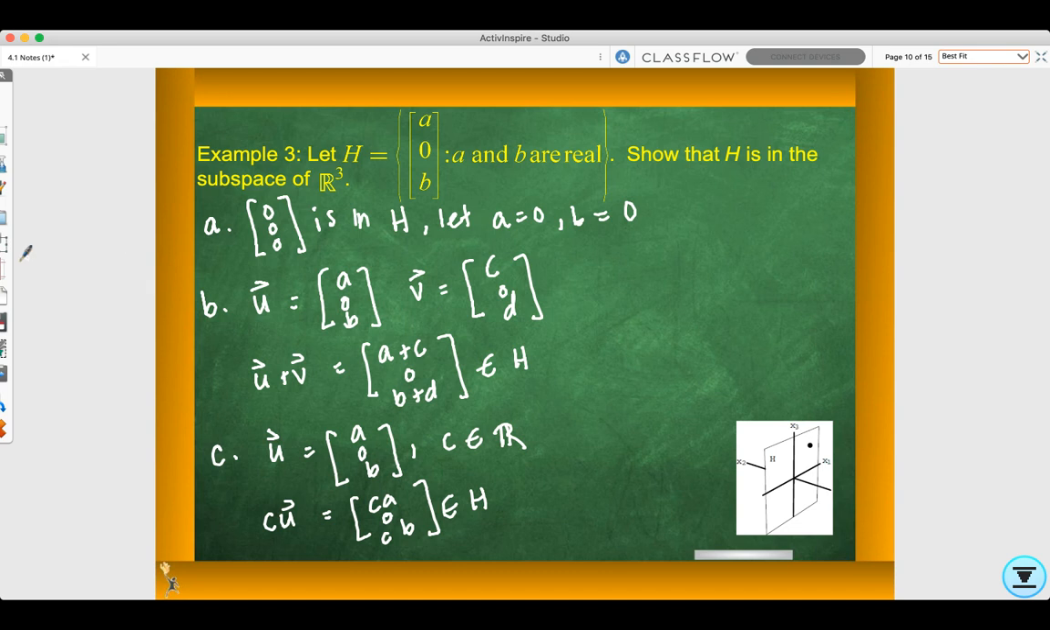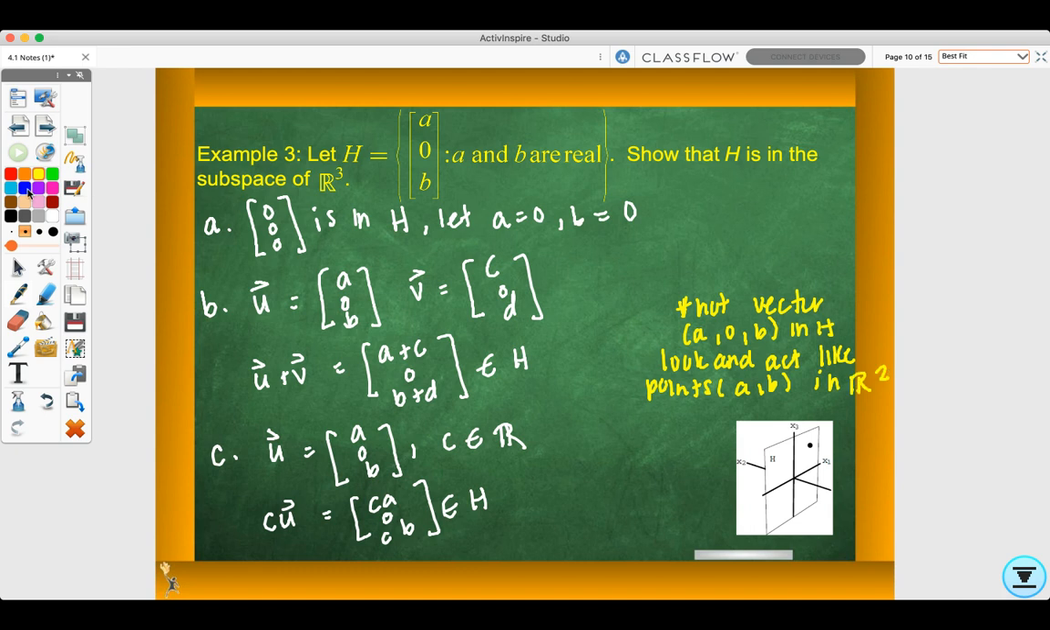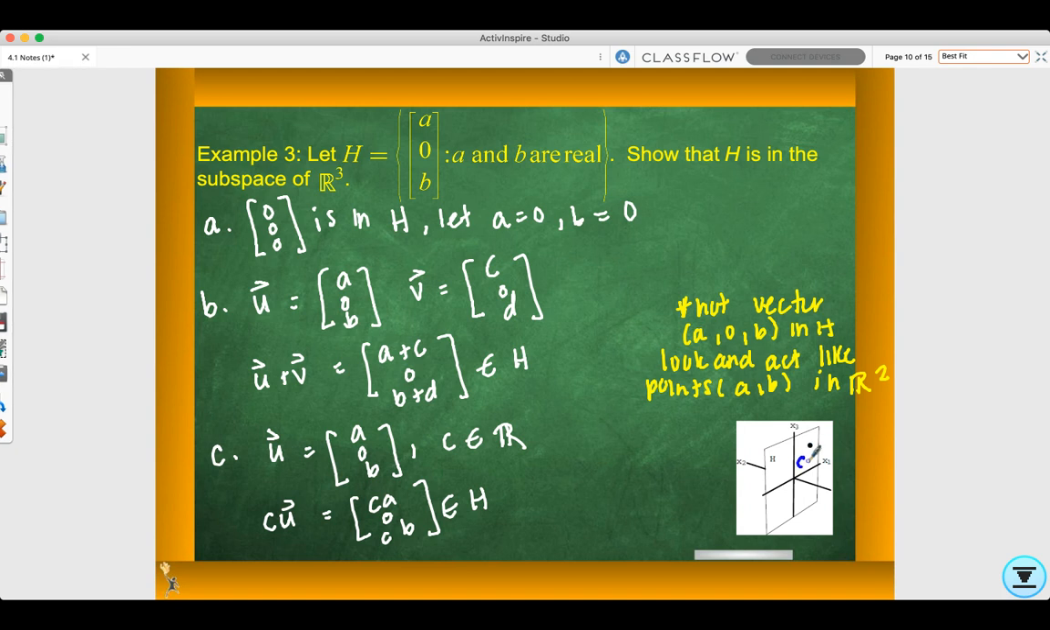So note that in this picture here, vectors (a, 0, b) in H look and act like points (a, b) in R2. So this point here we're talking about is (a, 0, b). So this point right there.